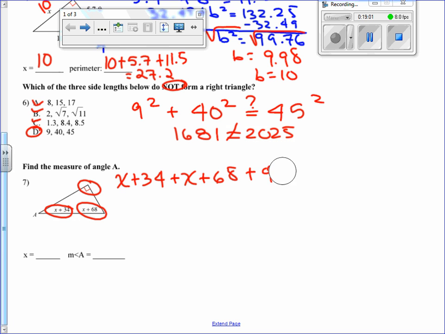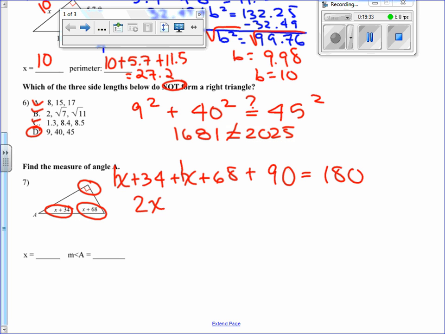The most common mistake I found on this problem was people just set these 2 equal to each other. They just said x plus 34 equals x plus 68. Right? So that was not correct. You had to use the triangle sum theorem. So this is a 1x and a 1x combining like terms. 1x plus 1x is 2x. The other mistake I saw was people combine that and call that x squared. You don't get a square unless you're multiplying.